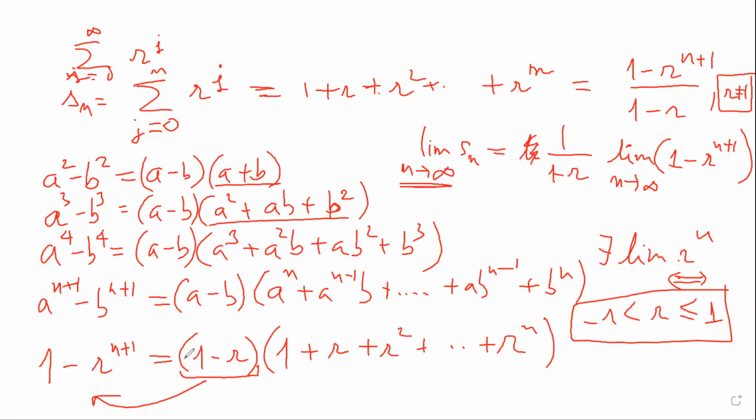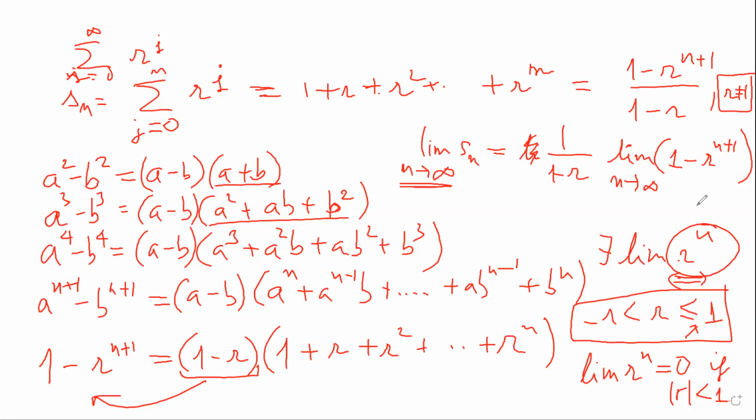So we not only have this, but during the proof of this, we also showed that the limit of r to the power n is 0 if the absolute value of r is less than 1. The only special case is when r equals 1, and the limit of this would be 1. And if the absolute value of r is bigger than 1, then certainly this sequence doesn't converge, because its size goes to infinity.